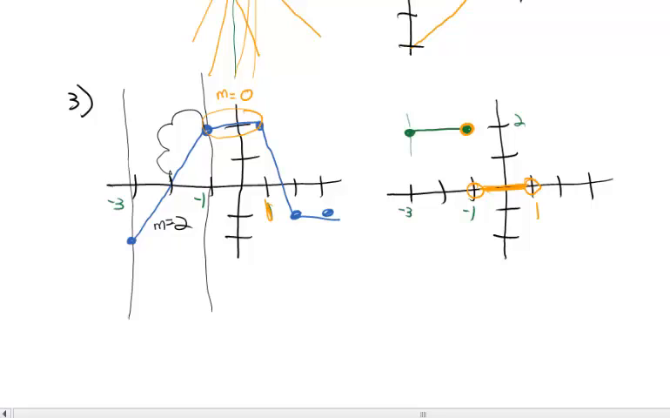Next part of the graph is between 1 and 2. Between 1 and 2, what's the slope doing in that part? It goes down -1, -2, -3 over 1. It's going down, so we're going to do -3 slope. The slope here is -3.